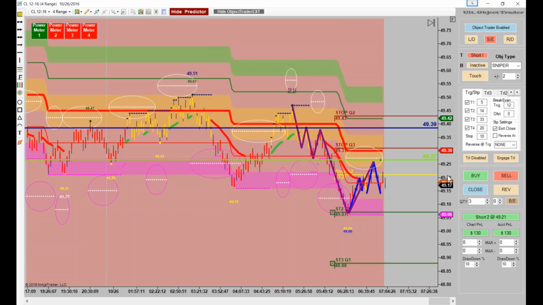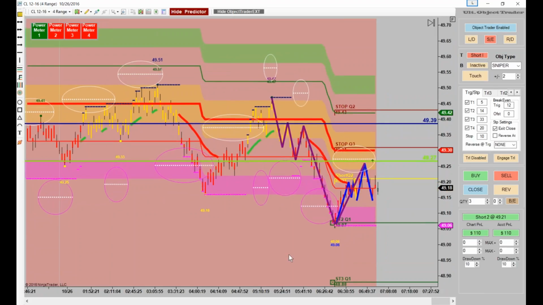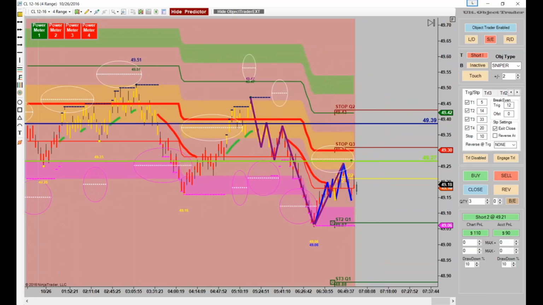Let's see if we can get the rest of this trade. This is slow, slow, slow. I remember trading this morning, not this time of morning, but I remember trading this morning and just thinking, golly, are you going to wake up, crude? But that's what happens on a Wednesday. Okay, now we're going to look to the left again to trade the right.